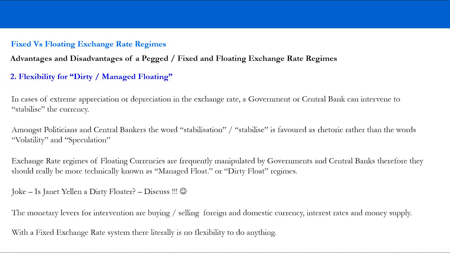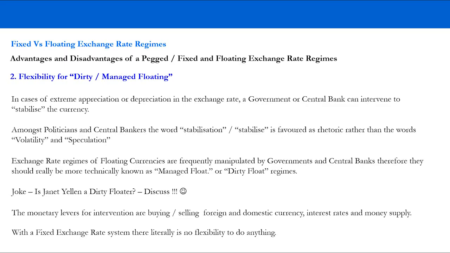So floating regimes are sometimes referred to as flexible regimes because it does give the central authorities flexibility. In cases of extreme appreciation or depreciation in the exchange rate, a government or central bank will be able to intervene and stabilize. The word stabilization is generally favored by politicians and central bankers as the rhetoric rather than the words volatility and speculation.